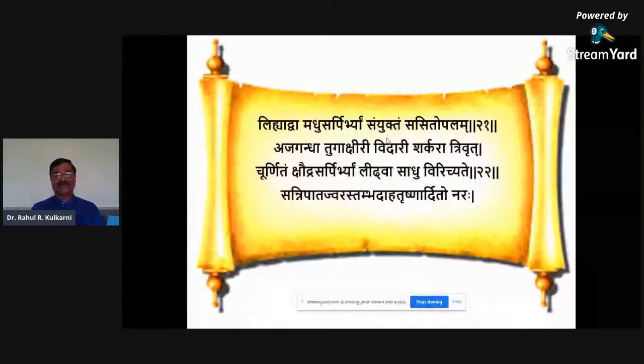Sannipata jwarasthamba traha trushnardito naraha. In which condition, he says, particularly in Sannipata Jwara, Stamba, Daha and Trushnardita Rogis. In such conditions, the above yogas or kalpas such as Madhu Sarpi Sanyuktam Sa Sitopalam Liha, that is Lehana, or Ajagandhadi Dravyas added with Shaudra and Sarpi, if given for Lehana, will lead to smooth and proper Virechana in that patient.